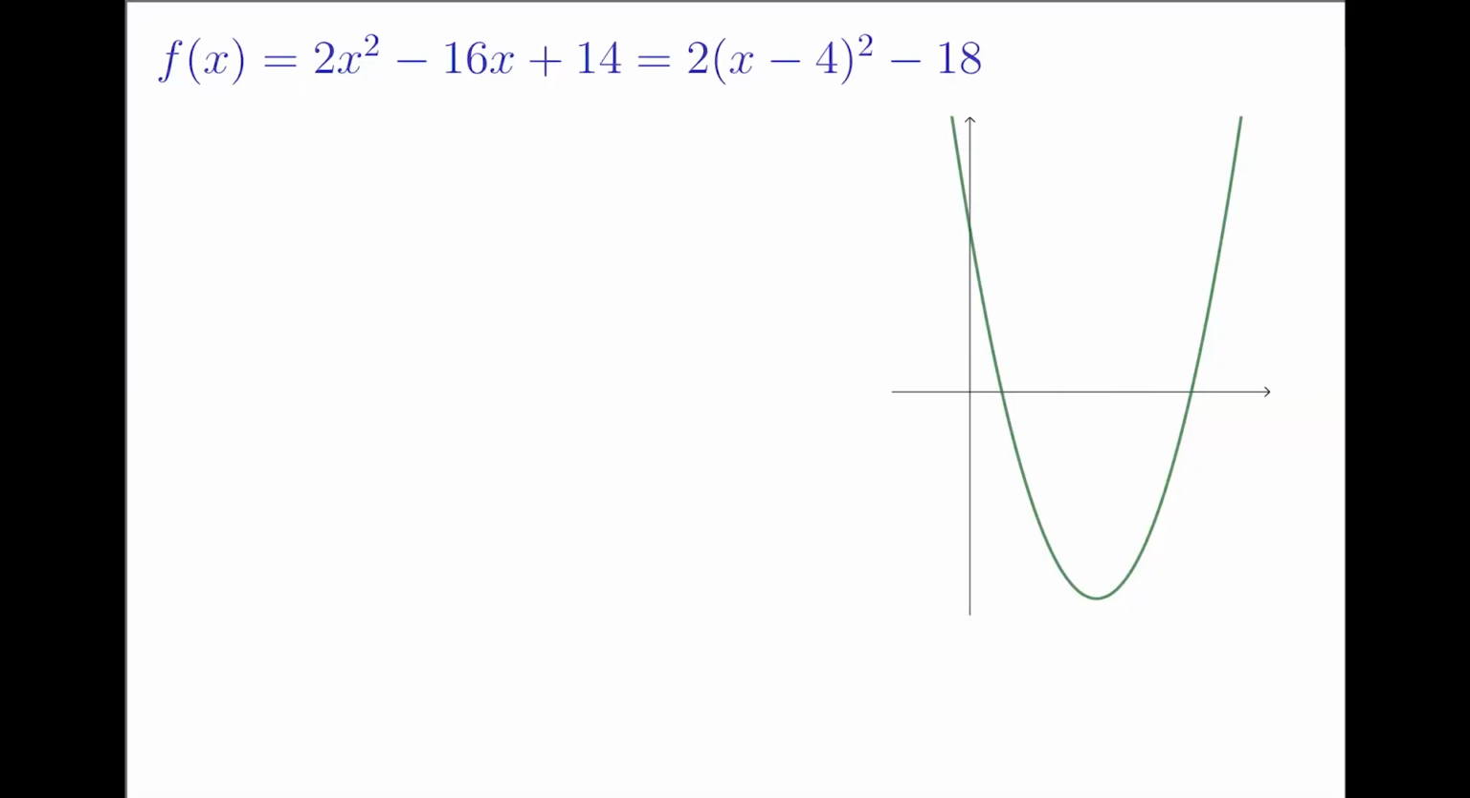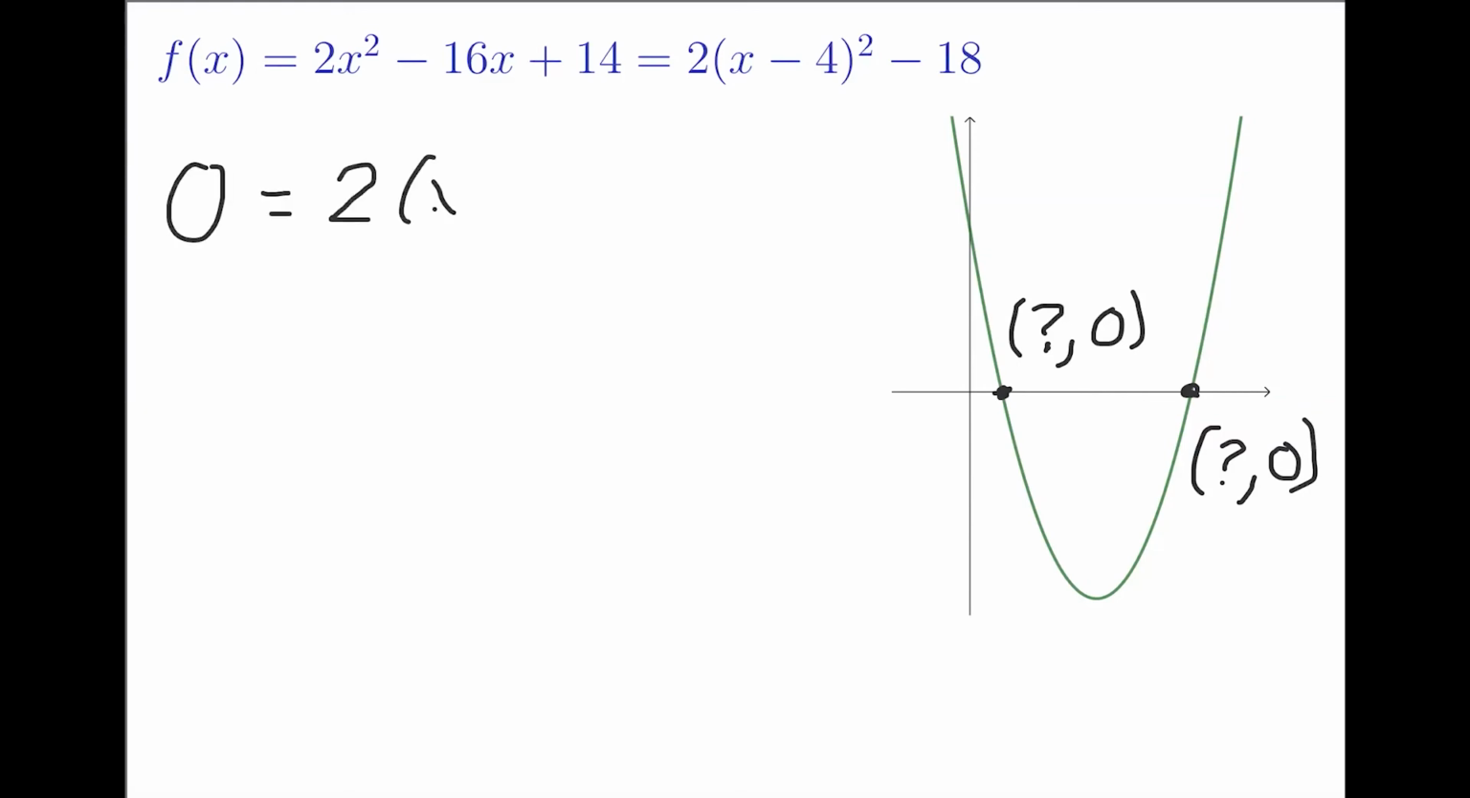One more nice thing about this vertex form of a quadratic function is that it can actually help us to find x-intercepts. So in other words, these 2 points here, we found them before by factoring. But if you didn't happen to know how to factor this function, you can actually figure it out from this version of the formula. And here's how. You can say, well, I don't know the value of x necessarily, but I know the value of y is going to be 0. So we're setting 0 equal to 2 times (x minus 4) squared minus 18.